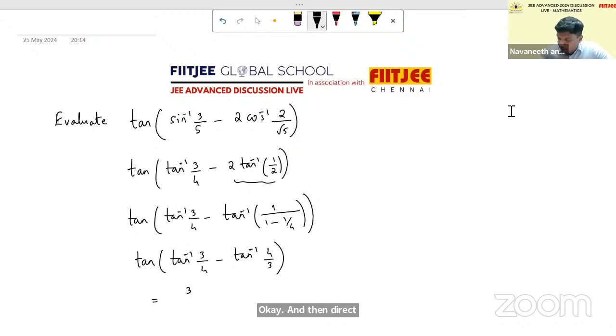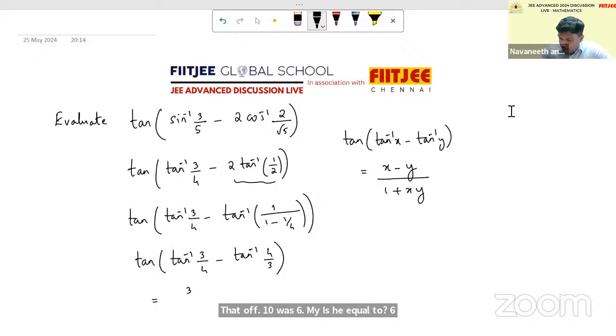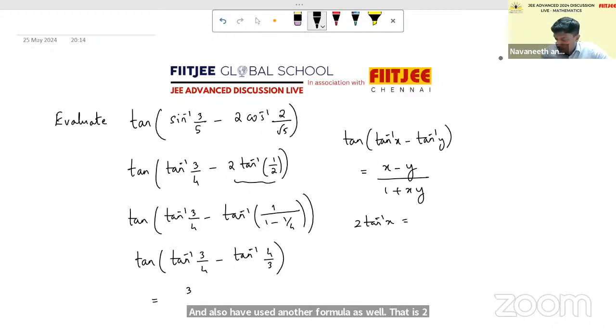And then direct application of formula gives you the answer. So what formula am I applying? Basically I'm applying the formula tan of tan inverse x minus tan inverse y is equal to x minus y by 1 plus x y. And I had used another formula as well, that is for 2 tan inverse of x, that is for 2 tan inverse 1 by 2. That is tan inverse of 2x by 1 minus x squared, provided mod x is less than 1.